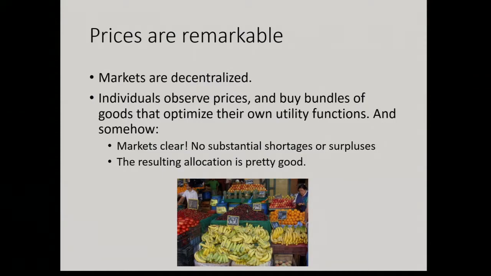So I want to reflect for a moment on a remarkable fact that we all reflect on a lot. Prices are really remarkable objects because markets are decentralized, and nevertheless, prices serve as a summary statistic. We all go out, we interact with the world through prices, we optimize our own individual utility functions, we buy what we like given the prices, and by and large, things seem to work out pretty well. Markets clear, supply is approximately equal to demand, and the resulting allocation is pretty good.